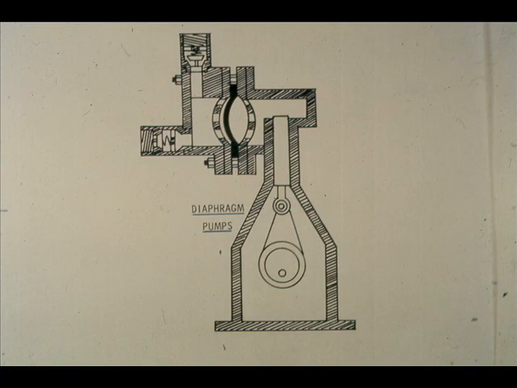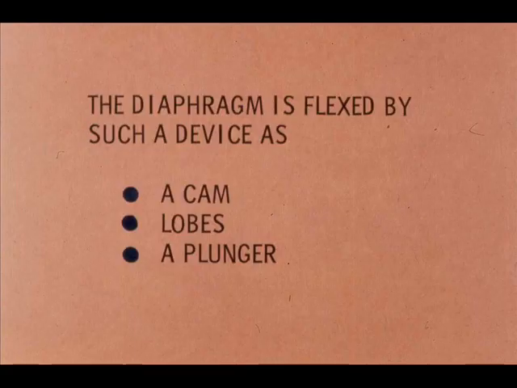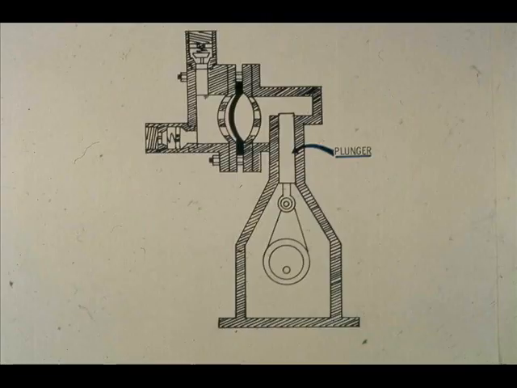The diaphragm pump is a special type of positive displacement pump. In it, the flexing of a diaphragm reduces the volume the liquid can occupy. The diaphragm is flexed by some such device as a cam, lobes, or a plunger. This one has a plunger.